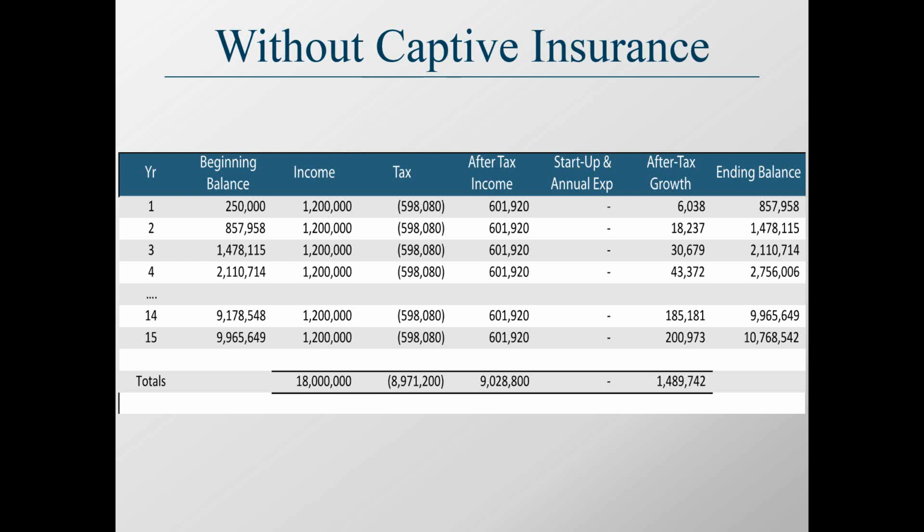You'd have after-tax income of $601. You'd have no expenses, and you'd have after-tax growth at 4%. And at the end of 15 years, you'd have $10.7 million in the bank.